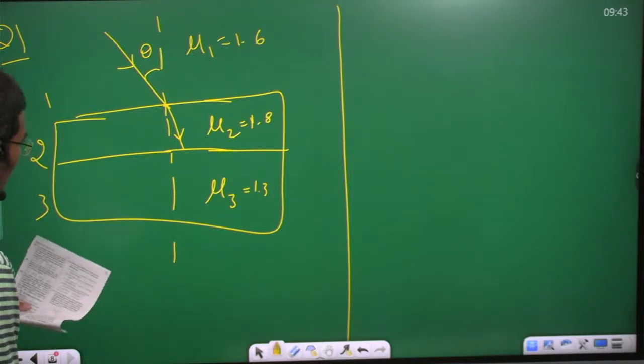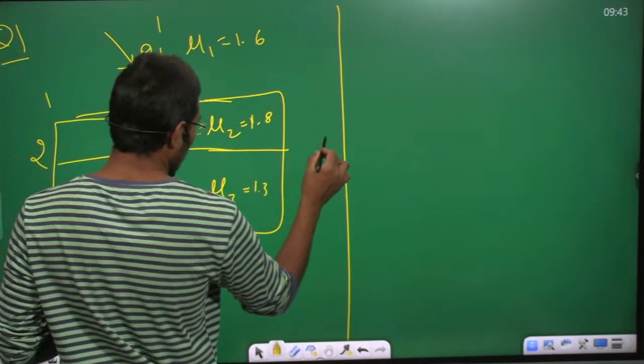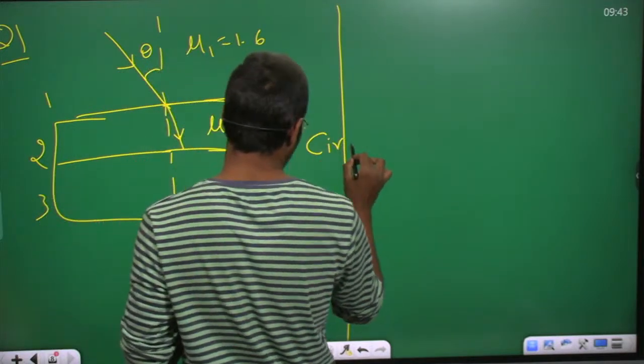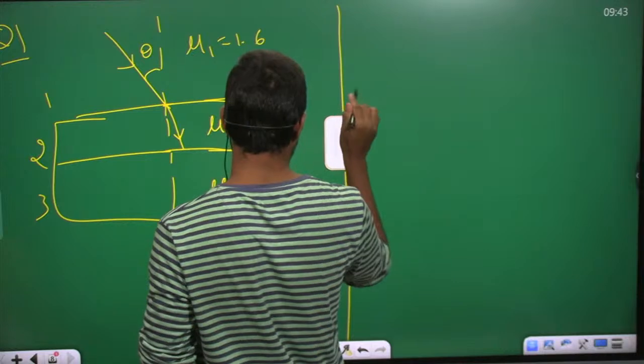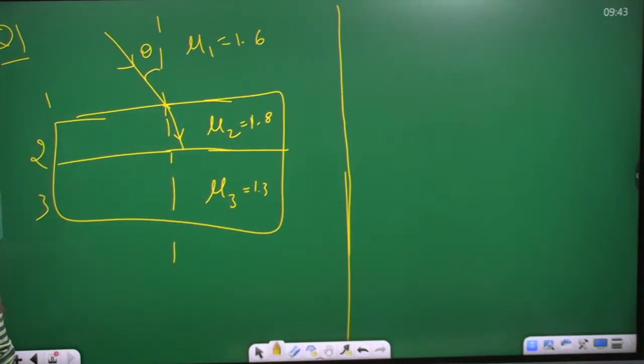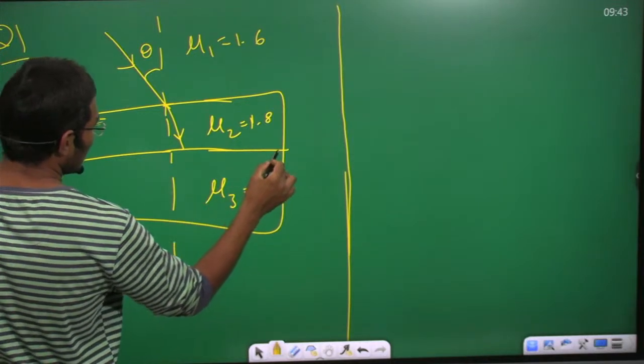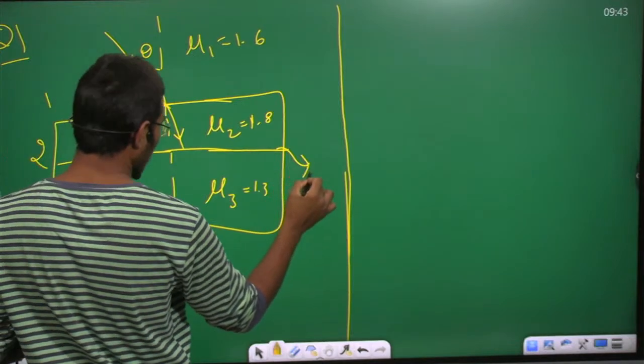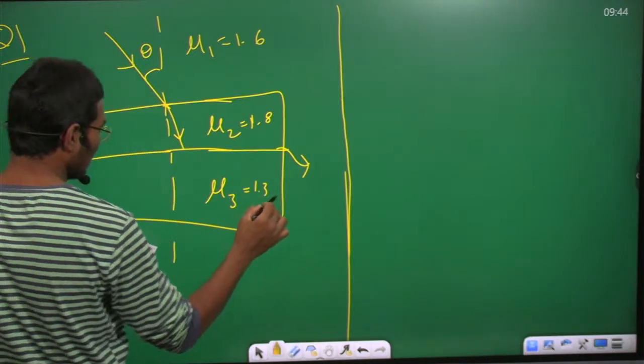See here, it crosses the layer and is incident at the critical angle on the interface between medium 2 and 3. Here it gets interfaced. Here the angle of incidence is the critical angle.